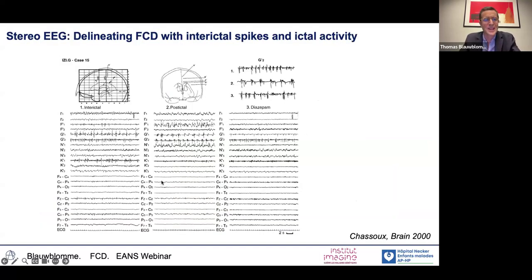Alternatively, you can use extraoperative monitoring with SEEG, and there is a very particular pattern of the FCD in that they are resistant to the benzodiazepines. So using diazepam, for example, during a SEEG helps you a lot to delineate the very small areas that generate interictal spikes that are resistant to the diazepam, and this is clearly of great help to delineate the FCD in this patient.